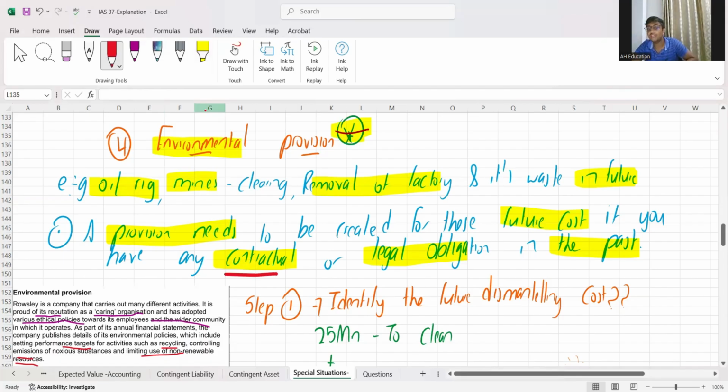Why? Because I have signed the contract. Because I signed a contract, there is a legal obligation, right? That is why you need to create a provision. Just because these are future costs, don't think that there is no provision. You have a provision. Why? Because you will have signed it in your past when you were starting off your operations.